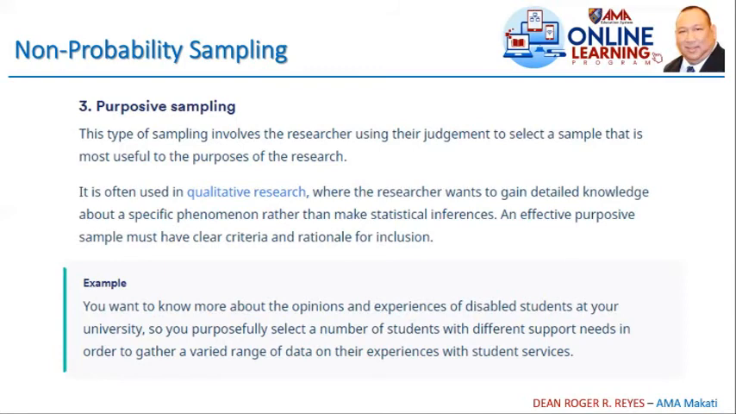Yung mga merong visual impairment, yung malabo ang mata, hindi nakita, malabo ang pandinig. So, sila yung mga students with different support needs. So, you identify them and because of your research purpose, kailangan na sila ang maging respondents. So, purposive in the sense na depende sa purpose ng research.